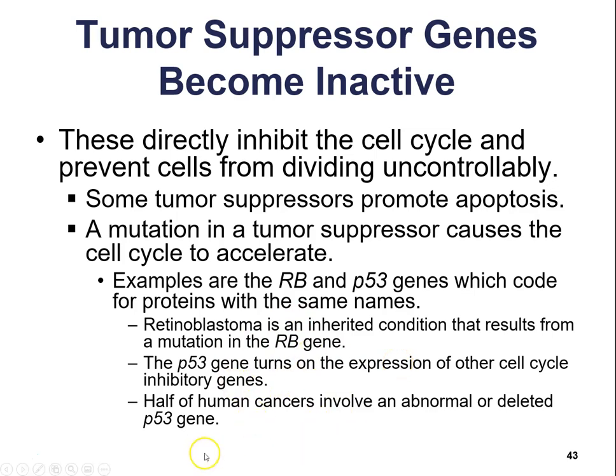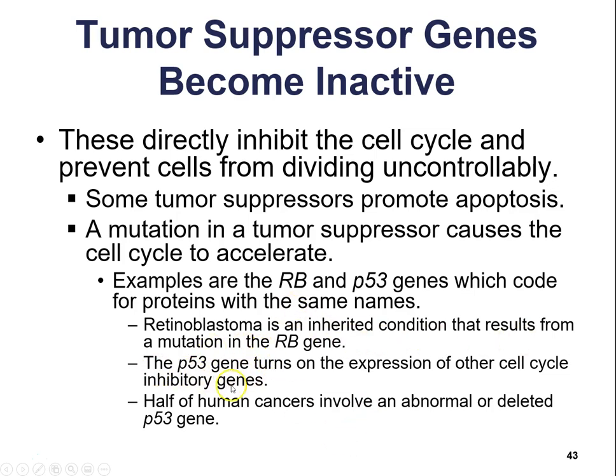And then P53 is also involved in this sort of pathway and turns on other inhibitory genes. It says half of human cancers involve an abnormal or deleted P53 gene. So this is the gene that you see mutations in a lot of different cancers. Not only that gene, other ones as well, but for instance, if you went for genetic testing and you had a mutation in the P53 gene, a clinician might tell you are at increased risk for the development of cancer. Does that mean you're going to develop cancer? No, but it may put you at an increased risk.